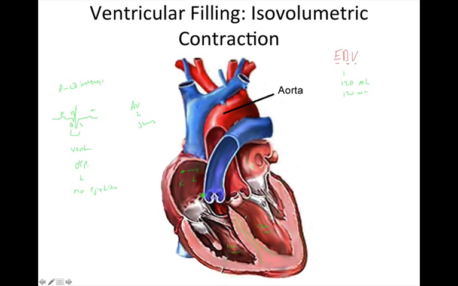Now, what's happening here? Well, first, we have to remember that when the ventricles begin contracting, they do so at the apex. Okay, they do so at the apex of the heart. Now, let's kind of pause and think about that for a second. How important that is. Okay, how important that is. The ventricles begin contracting at their lowest point. Okay, they begin contracting at their lowest point.